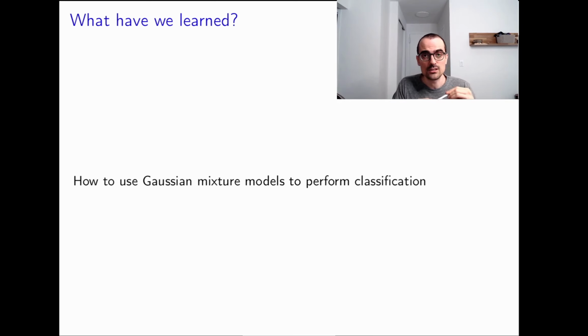Okay, so what have we learned? We have learned what Gaussian mixture models are, how to use them to perform classification, and we have worked through an example on a real-world data set for automatic diagnosis of Alzheimer's disease. Thank you very much.